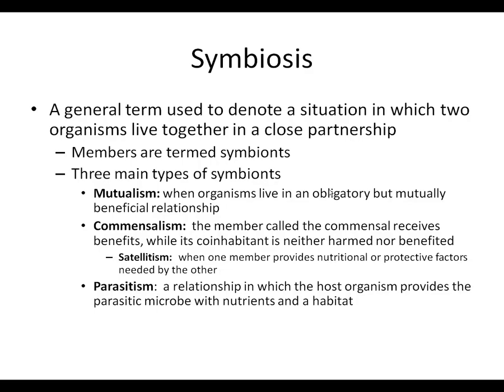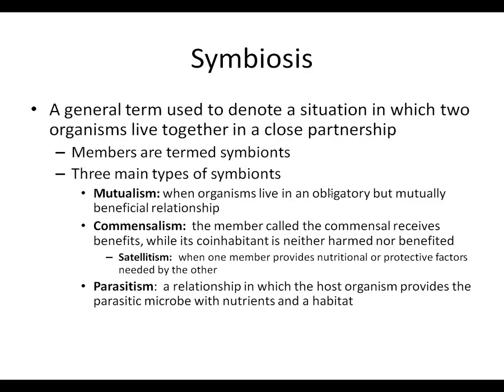When we talk about this, we're talking about something called symbiosis. This is going to be the generalized term that is going to denote some sort of situation where you have two organisms that live together in a close relationship. When we talk about the organisms or the members in these symbiotic relationships, they're called symbionts. These symbionts then can display three different types of symbiosis. The first one is called mutualism. Mutualism is when organisms live in an obligatory or mutually beneficial relationship. They require each other. Each of them gains some sort of benefit from that relationship.